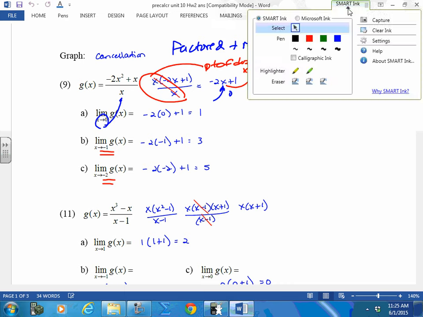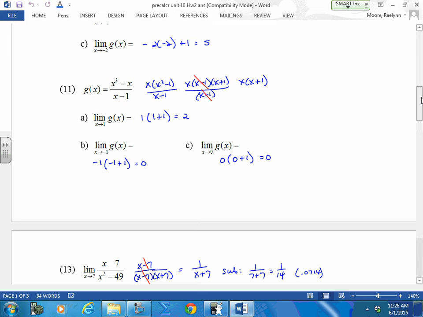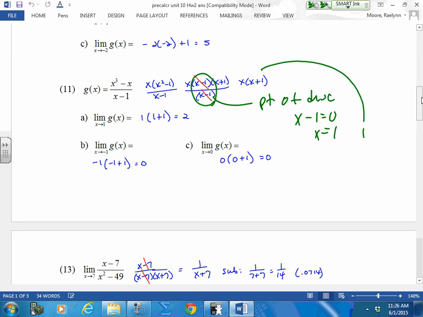The next part works the same exact way. Again, you can't plug a 1 in there because the 1 would give you a 0 in the denominator. So if we factor and we reduce this out of here, this becomes what we used to say, there's your point of discontinuity. When x is 1, and then we would plug it back into this. So this gives me x is 1, y is 2. This is my point that would exist if I could fill it in.